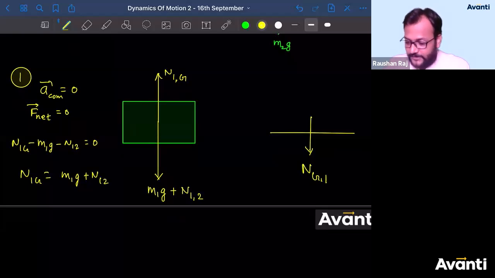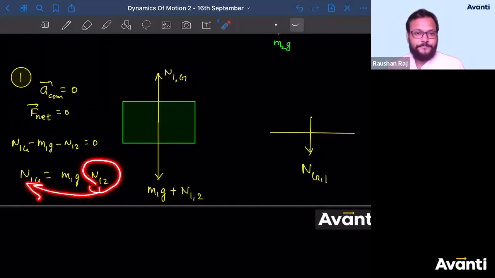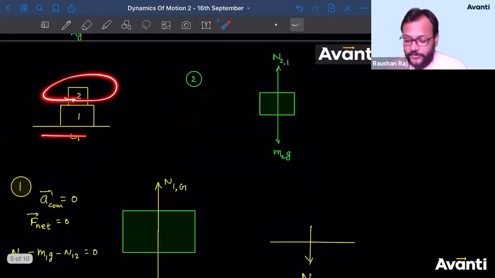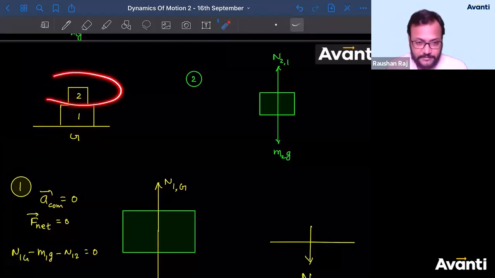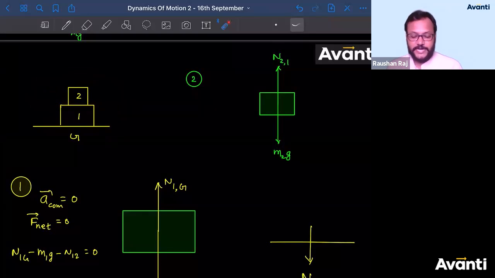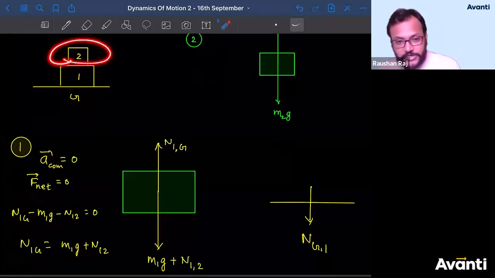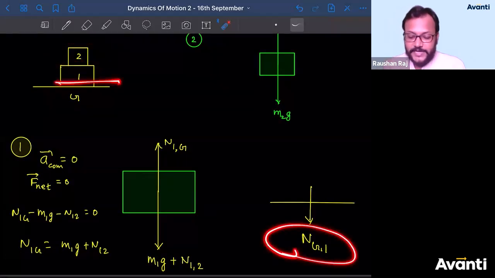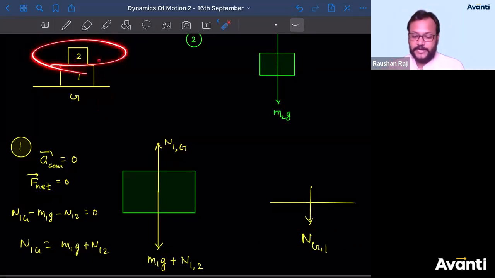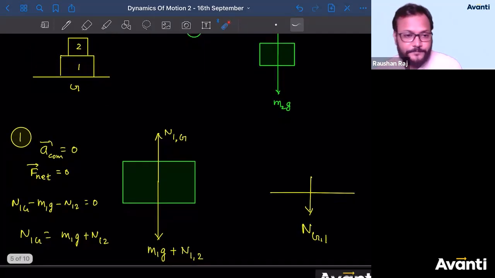Now tell me, didn't we get N12 in N1G already? Did you get it or not? So there will be an effect of the presence of the second block on the forces on the ground, but this second block will not apply a direct force on the ground. Guys, did you understand this point? There will be an effect of the second block on the force on the ground because of 1, but the second block will not apply a direct force on the ground because it is not in contact. Guys, click yes if you have understood this point.